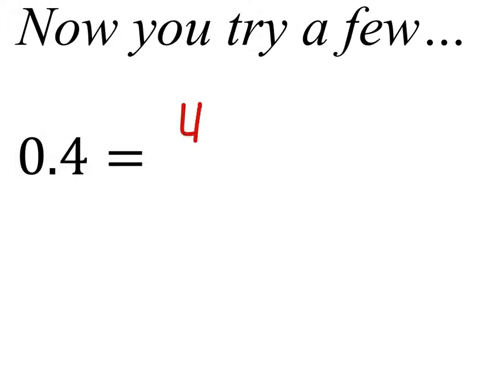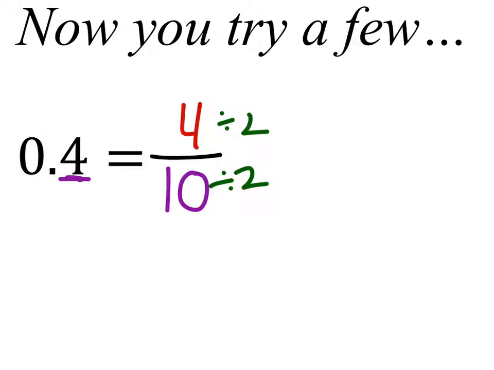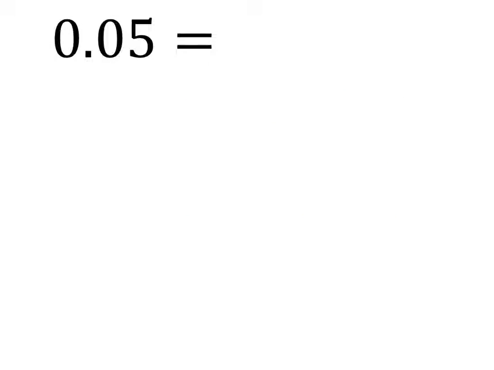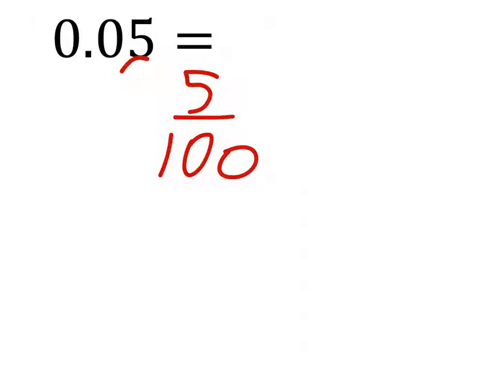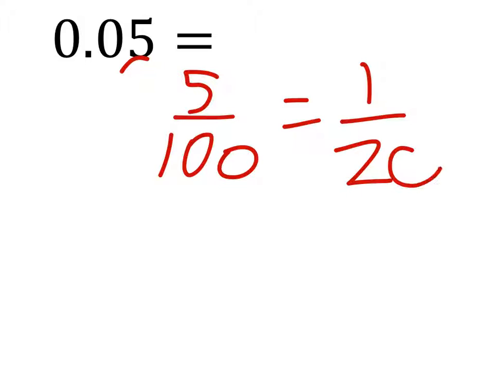Alright, this is 0.4. For the denominator in the fraction, we're looking at the place value of the 4, which in this case is the tenths. We can simplify by dividing both of them by 2. That would give us 4 divided by 2, which is 2, and 10 divided by 2 is 5. Now we cannot simplify this any further, and we are done. Good luck. Okay, so this is the hundredths place right there, so it'd be 5 over 100, and 5 can go into 100 20 times, so it's 1 over 20. That is excellent.